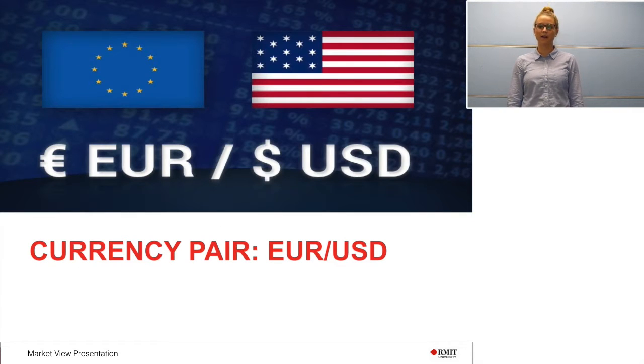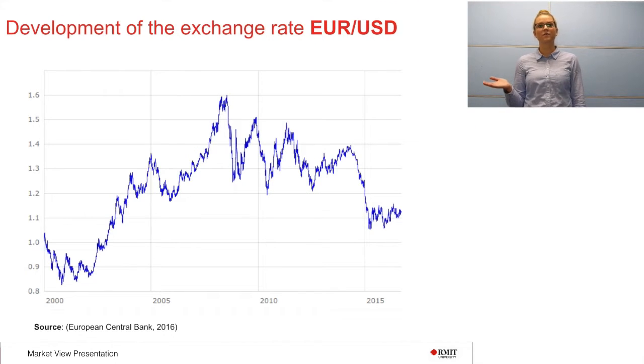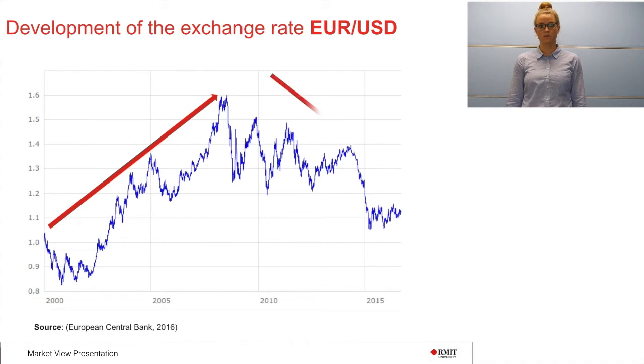We will begin with analyzing the currency pair Euro and US dollar. You can see the development of the exchange rate of the Euro against the US dollar over the last 16 years. After the year 2000, briefly after the introduction of the Euro, we identified a strong appreciation of the Euro against the US dollar, up until the year 2009. This appreciation was also assisted by 9/11 that happened in the US. Due to the financial crisis and the Euro crisis, the trend was depreciated.